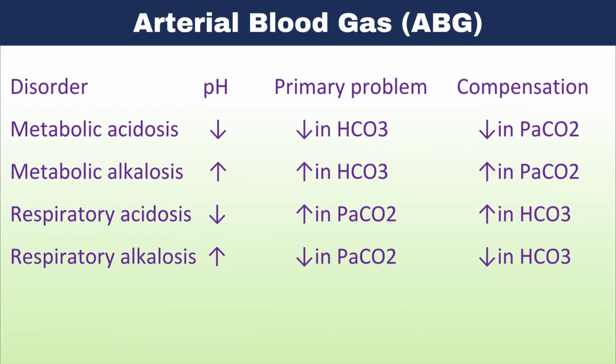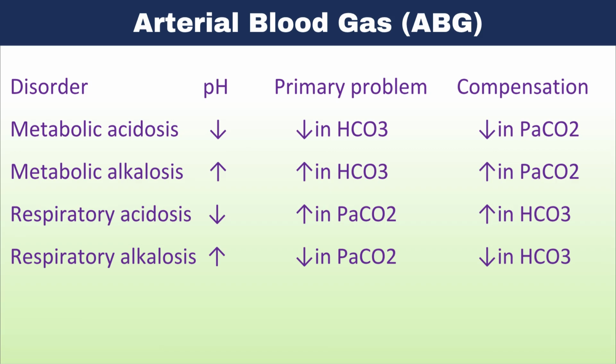In metabolic disorder, the primary problem is with bicarbonate. The kidney is not able to excrete bicarbonate or not able to retain adequate bicarbonate. If the kidney is not able to excrete bicarbonate, it is called alkalosis, that is metabolic alkalosis. If the kidney is not able to retain adequate bicarbonate, it is called metabolic acidosis.